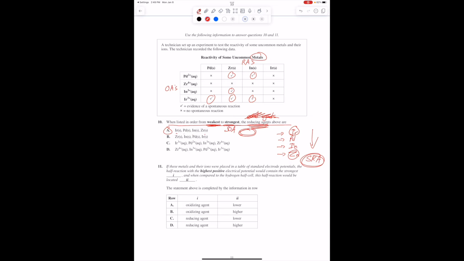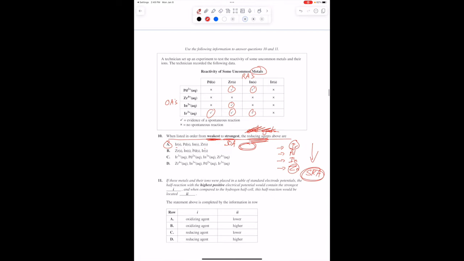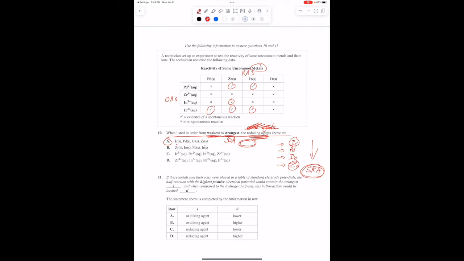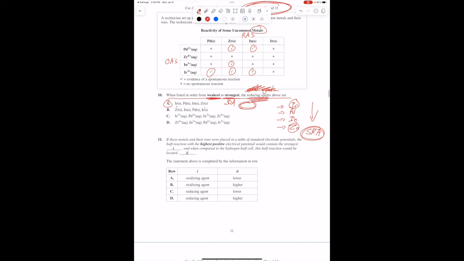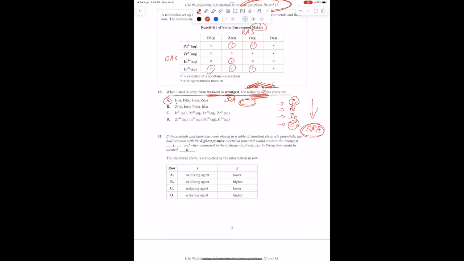Okay, let's do 11. Oh, yeah, and look at, this is referring to questions 10 and 11. Okay, so, this is annoying. I haven't even read it yet, but I'm looking at it and I'm like, this is like four sentences long. If these metals and their ions were placed in a table of standard electrode potentials, so like one of these, the half reaction with the highest positive electric potential would contain the strongest blank.